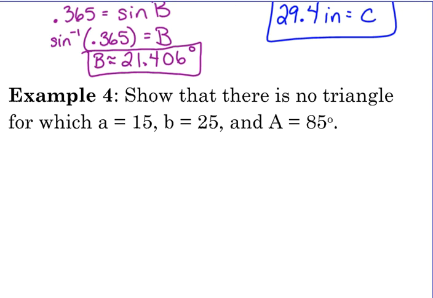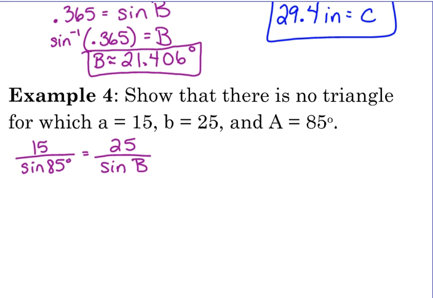Next example, we are going to show that there is no triangle for which side A can equal 15, side B can equal 25, and angle A is equal to 85. So we're going to jump into trying to solve it, but apparently it's not solvable. Let's find out why. I'm going to flip over the law of sines again, just to emphasize that it doesn't matter whether the side is on top or the angle's on top, just be consistent. You're going to end up with the same answer, I promise. If it bothers you, you can do it the other way.